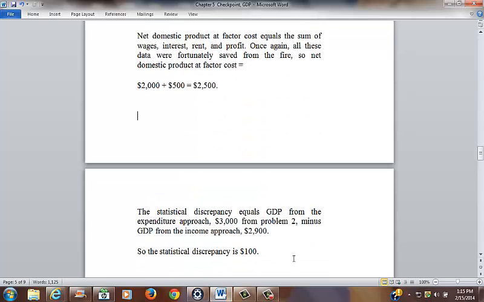The statistical discrepancy equals GDP from the expenditure approach, that's $3,000 from problem number 2, minus GDP from the income approach, that's $2,900. Subtract the two, 3,000 minus 2,900, and you get $100.